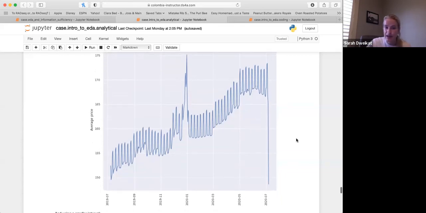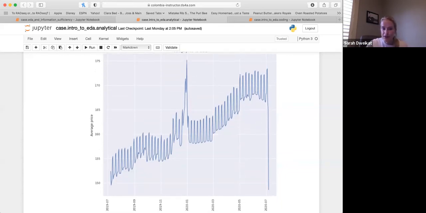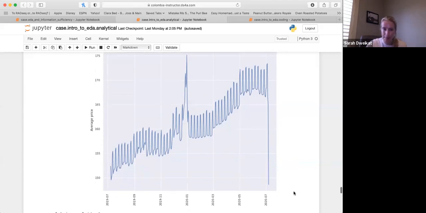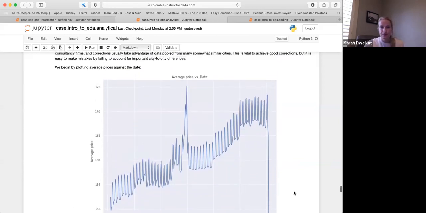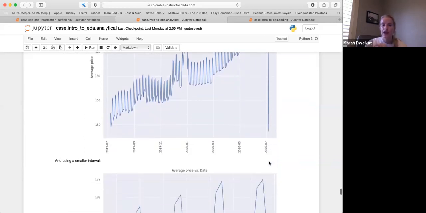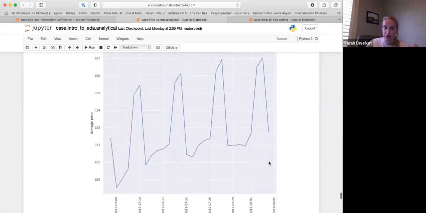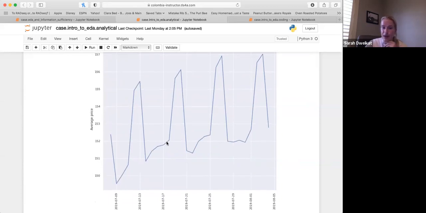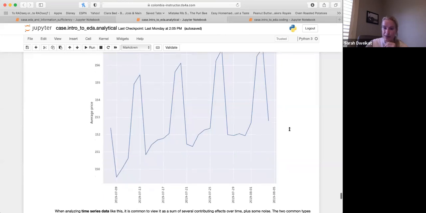So if we look at our data from July of 2019 to July of 2020, let's look at this plot, we have this trend. And then we can also look at a smaller interval. So here we're looking at the span of about a month. We're looking at July 9th, 2019 to August 5th, 2019. So this is over a month. We can look at this pattern.